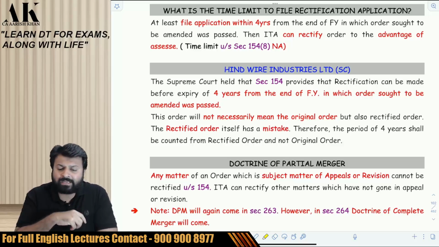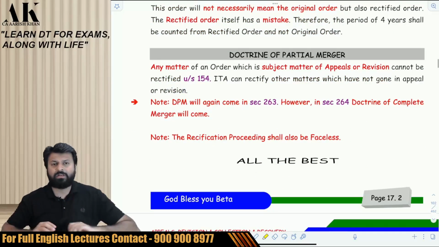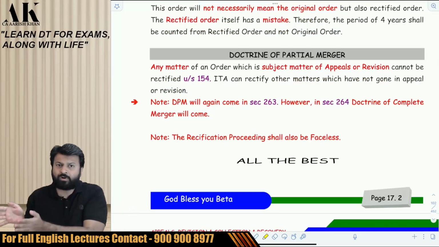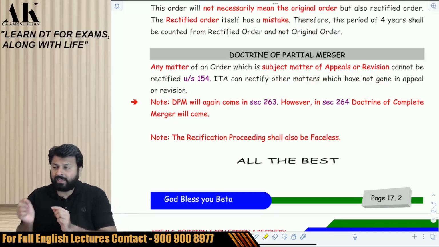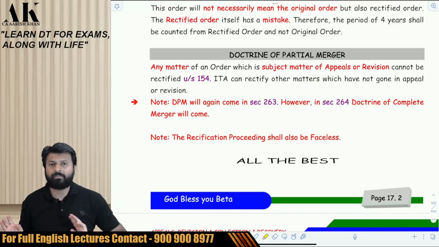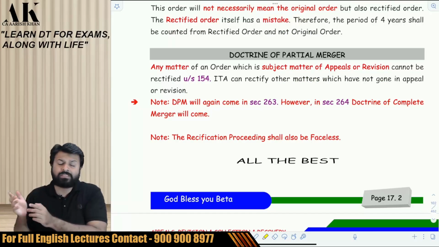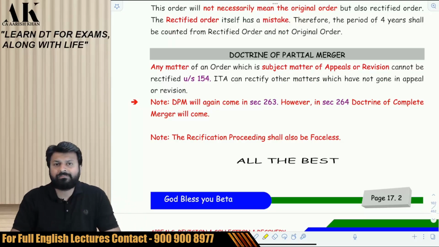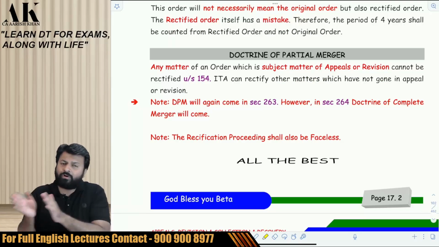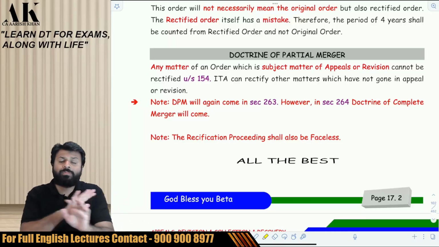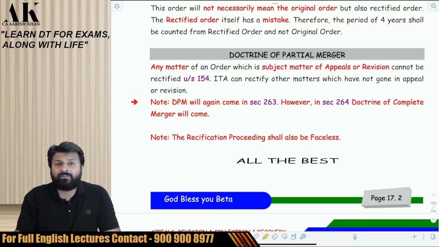Okay. Then comes one last concept, that is the doctrine of partial merger. Now what is this concept all about? Suppose there is an assessment order in which there are a lot of matters, and suppose you have appealed some of the matters, or you have gone for revision for some of the matters, then those matters cannot be covered under 154.